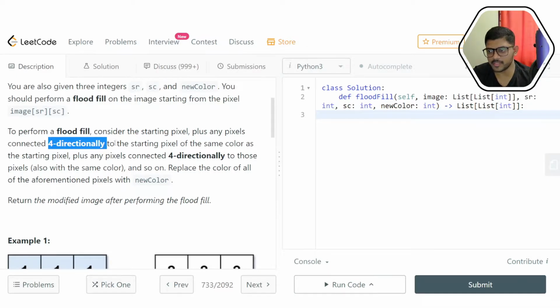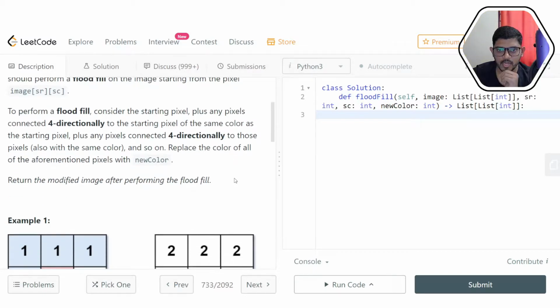So if there is any cell which is connected to the starting cell four directionally, and also has the same color as the starting pixel, then we change its color to the new color suggested. By the way, here color means just a number. It's not like we are literally dealing with colors. We are using numbers as a substitute for colors. So let's check this example.